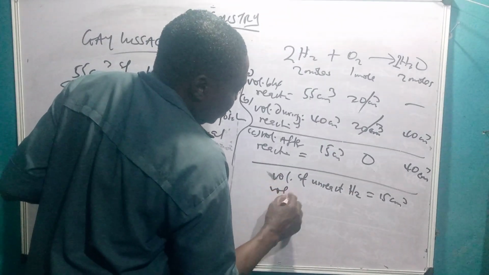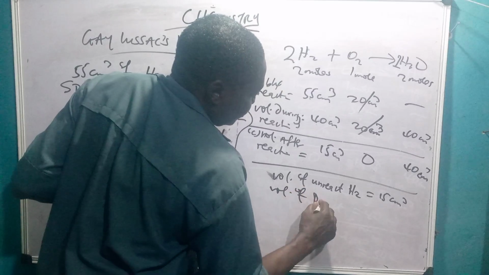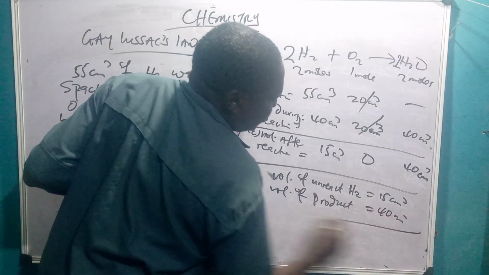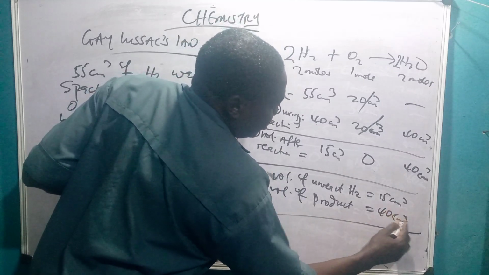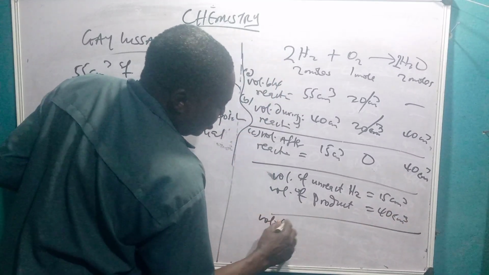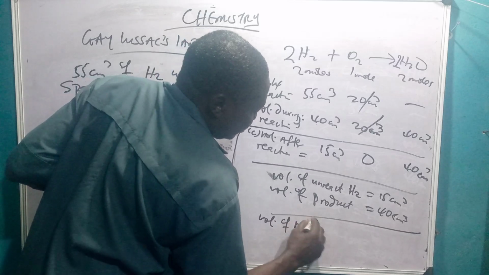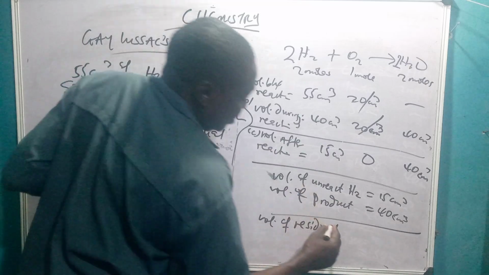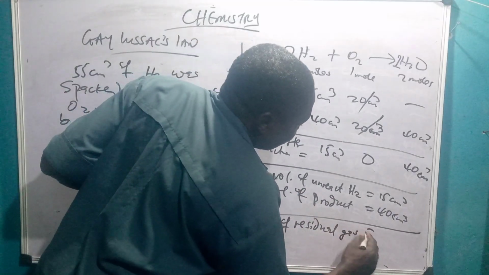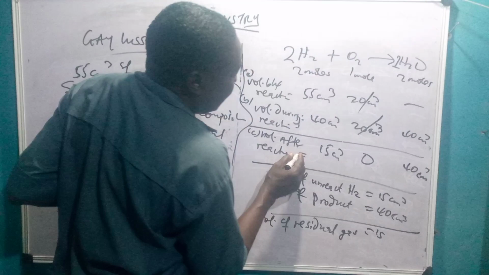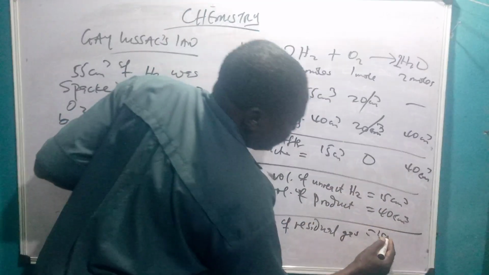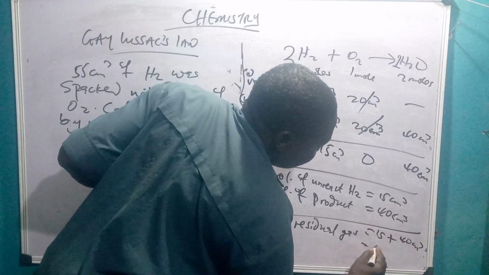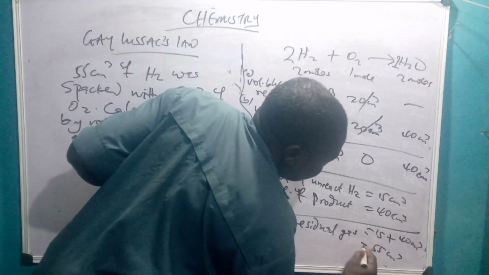So volume of product is 40 cm³. Write it well. Then volume of residual gas, or resultant: what is not used and the product. The residual gas will be unreacted plus product. 15 plus 40 cm³ gives you 55 cm³.